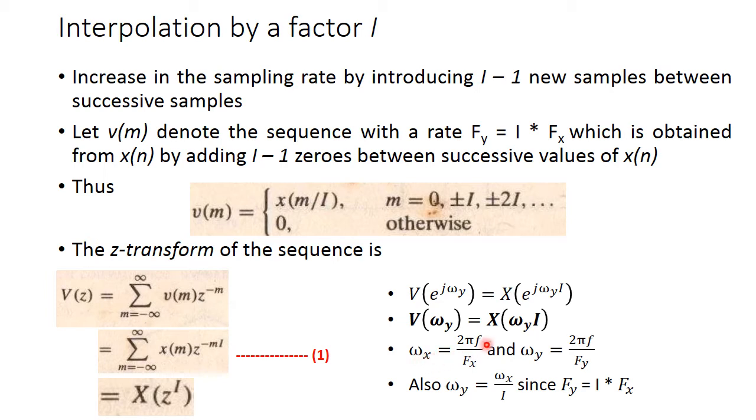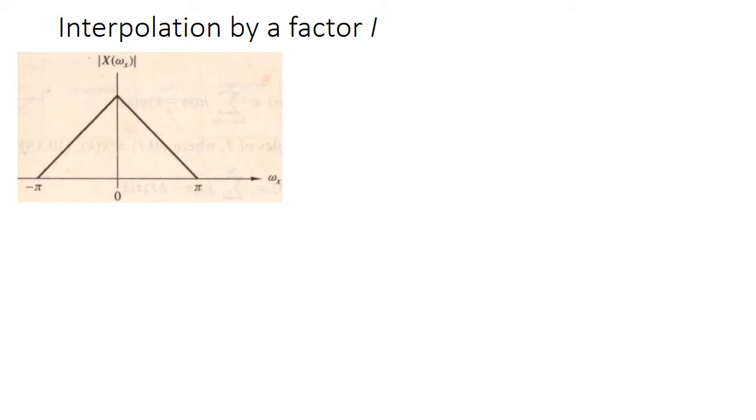In terms of radians, the sampling frequency omega x is 2 pi f by fx, and that of the output is omega y, which is equal to 2 pi f by fy. Now if you take the ratio of omega y and omega x, it is equal to 1 by I, or in other words omega y is equal to omega x by I. That is because fy is I into fx.